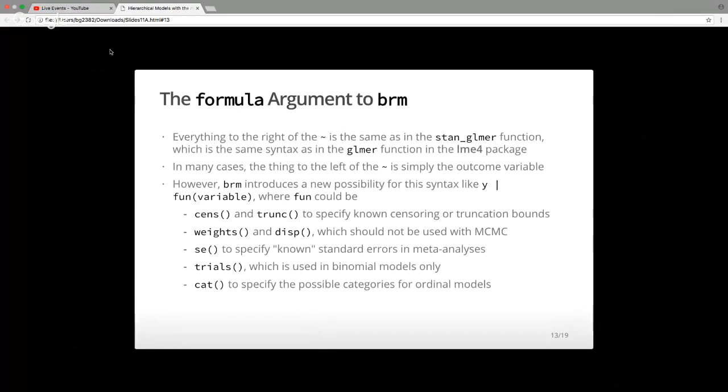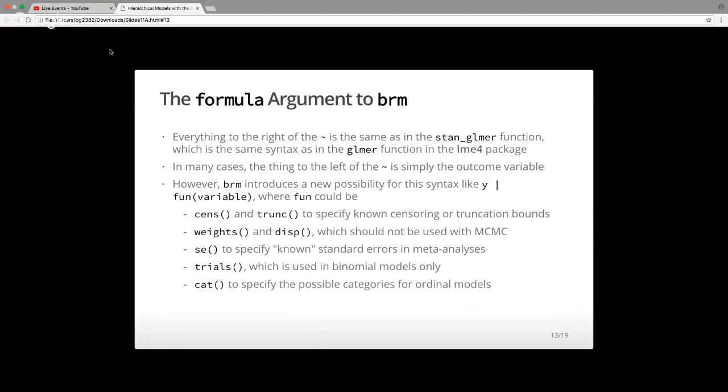So for the formula argument, everything to the right of the tilde is basically the same as stan_glmer, which is basically the same as the lme4 package. However, in the case of brm, you can have more to the left of the tilde than simply the outcome variable. Oftentimes, you just have the outcome variable. But with brm, you can actually estimate models that have multiple outcome variables. And there's some additional syntax, using another vertical bar, for even models that only have one outcome variable.